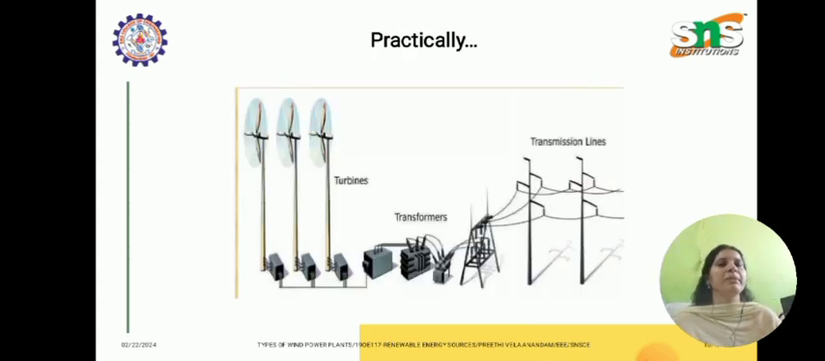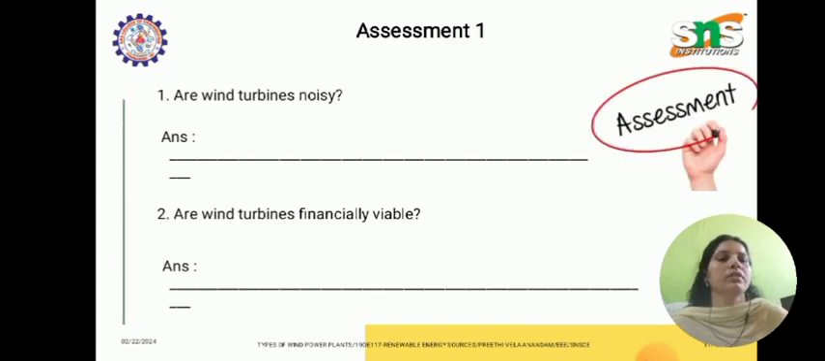So this is a practical application. We can see the transmission lines, the wind turbine connected to the transformer, and the main setup is given here in a practical orientation. In this video, we are able to understand what is meant by HAWT and VAWT. These are called the types of wind turbines.